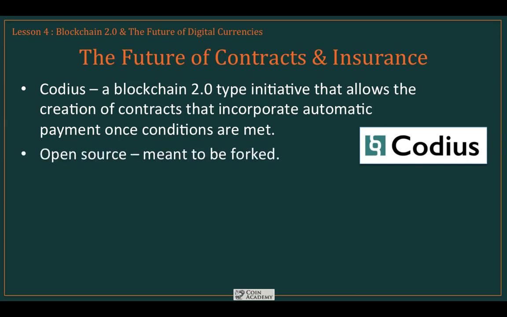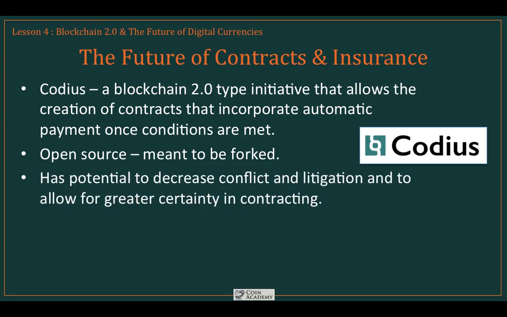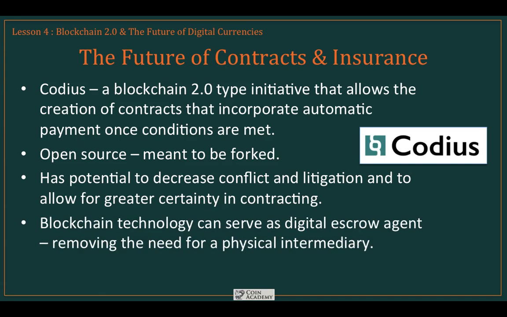Now, it is open source. That is, it's meant to be forked, and they're actually encouraging other people to fork this. They are really pushing hard for widespread adoption of the smart contracts protocol. It does have potential to decrease conflict and litigation, and it does have the potential to allow for greater certainty in contracting, particularly where we're talking about time-based performance payments.